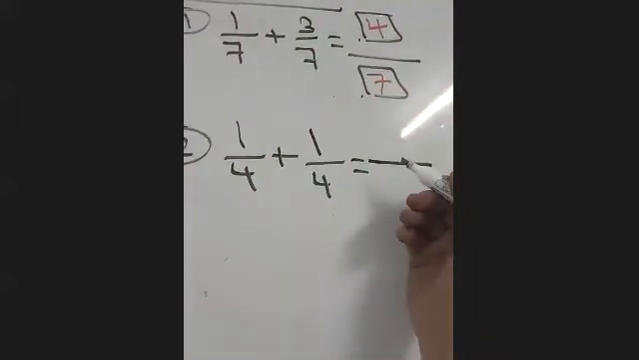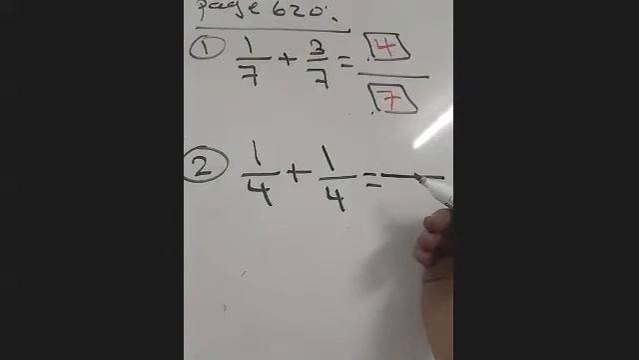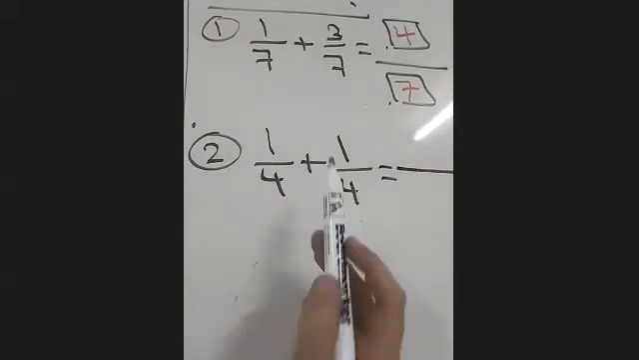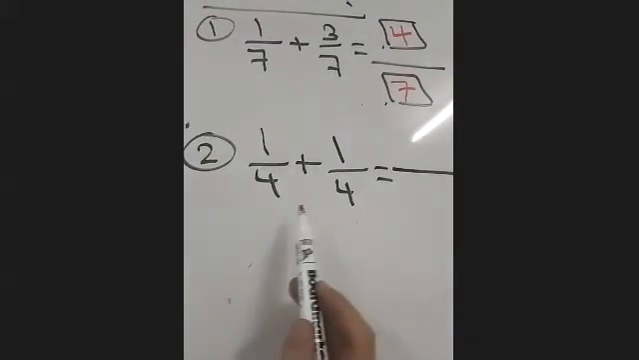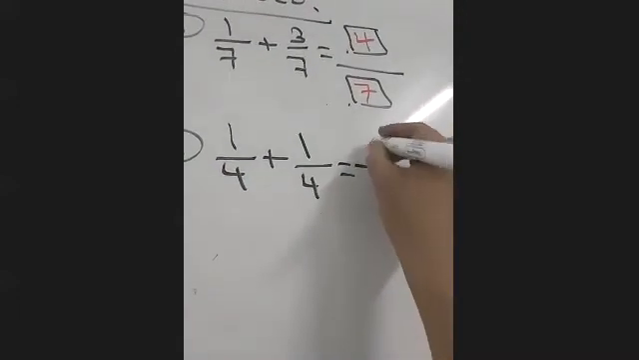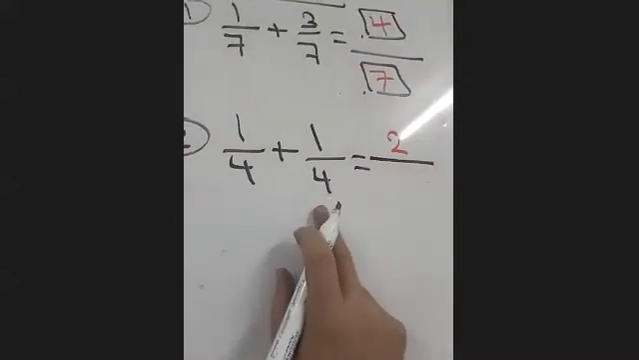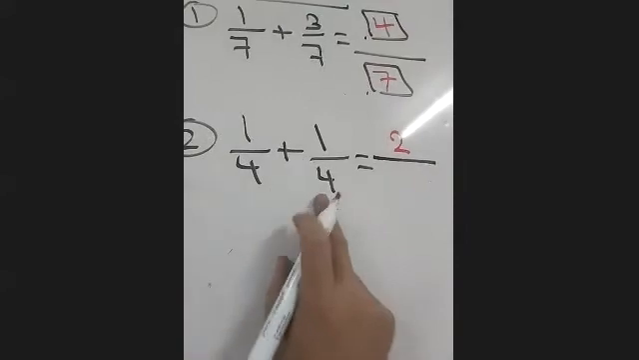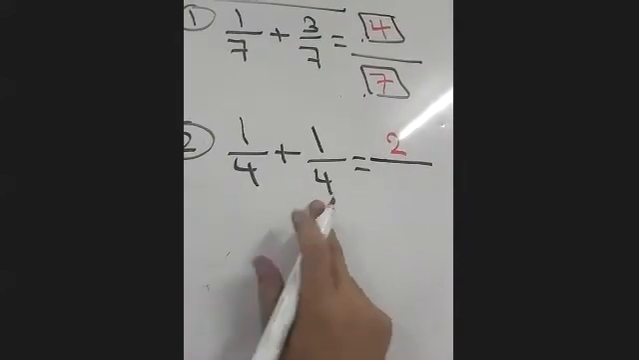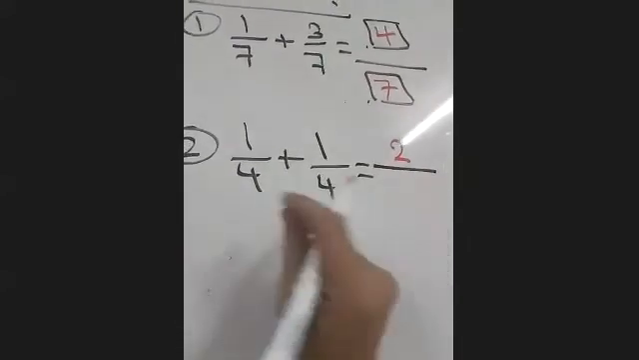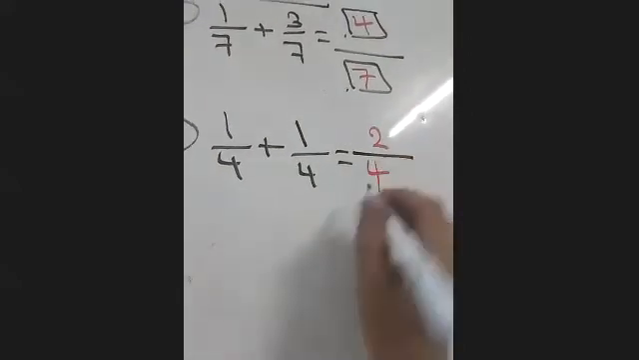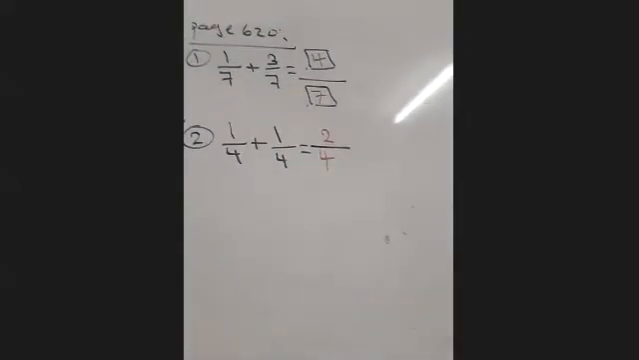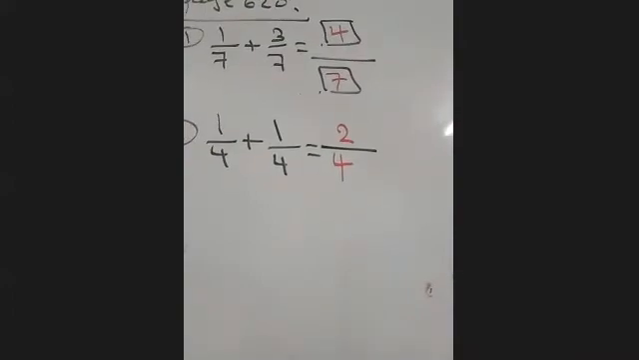What will I do? We add the numerators and we take one of the denominators. 1 plus 1 is? 2, and we put 4. 4 plus 4? No, don't add the denominators. Take one of them, which is? 4. Now, let's make simplest form of 2 and 4, right?